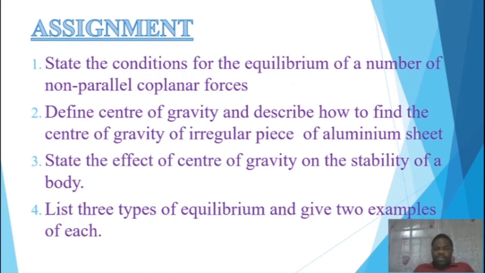Then we also say that the center of gravity is a point where the resultant weight of the object acts. That is the center of gravity. And we gave the center of gravity of some uniform shapes. Then we also mentioned the 3 types of equilibrium, which are stable, unstable, and neutral equilibrium. So we say that a body with a large base and low center of gravity is stable, while a body with a small base and high center of gravity is unstable.